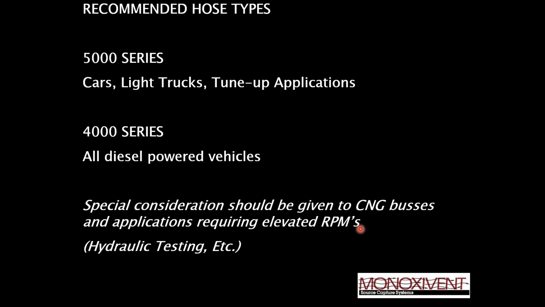All right, recommended hose types. Our 5000 series hose is perfect for cars and light trucks and tune-up applications. It's got a great bending radius, so it's perfect for overhead systems, for hose reels. It can handle 350 degrees continuous and up to 550 degrees intermittent.